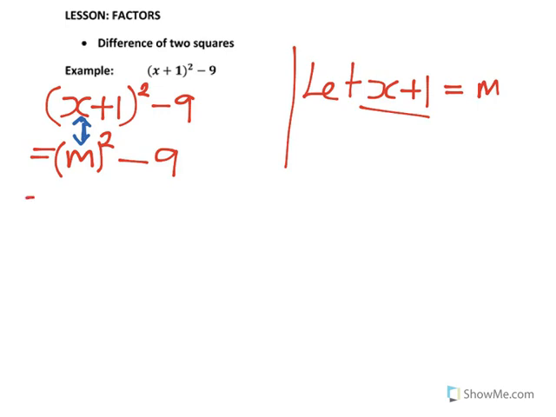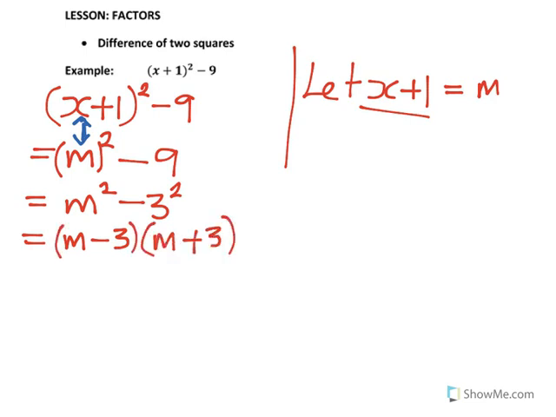Now this can continue and become m squared minus, again, to make it a difference of two squares, we say minus 3 squared. Now it's simpler, where you're going to write it as m minus 3 and m plus 3. But this is not the answer, remember, because the question never gave you an m, but the question gave you an x plus 1.